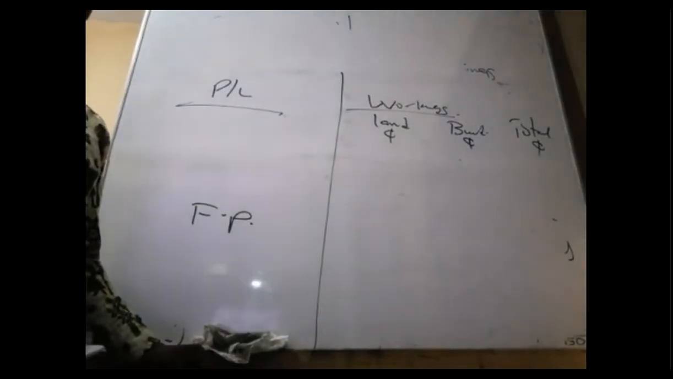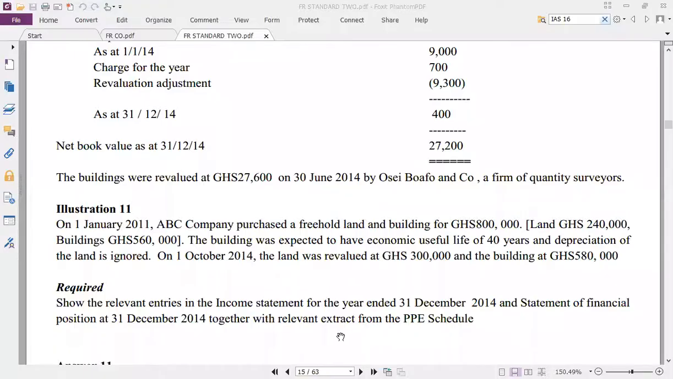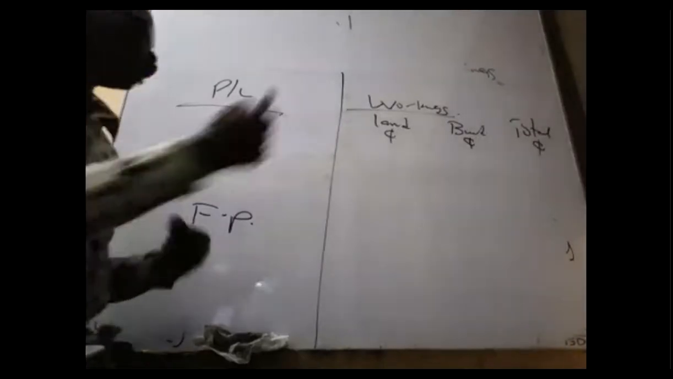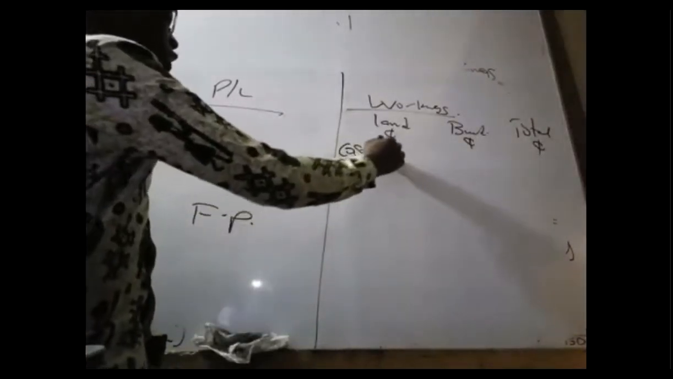Let's see. The full cost is 800. Land is 240, so the building is 560. Okay, so that's the cost, right? So the cost of land is 240,000 and the building is 560,000. Together we have 800,000.